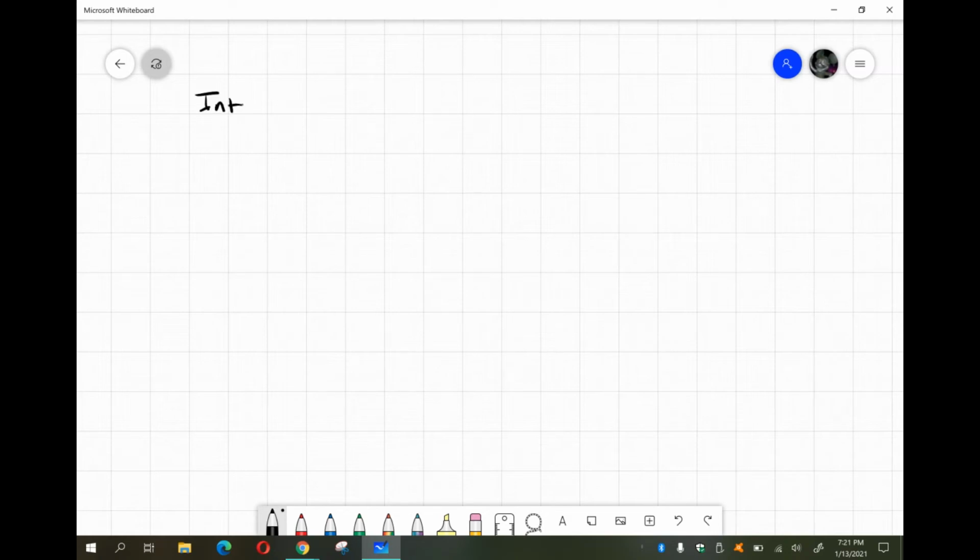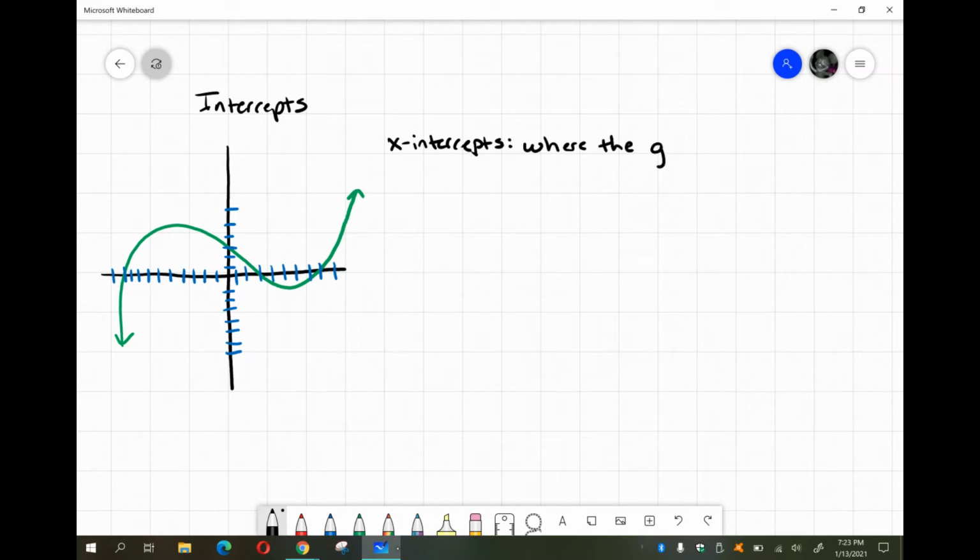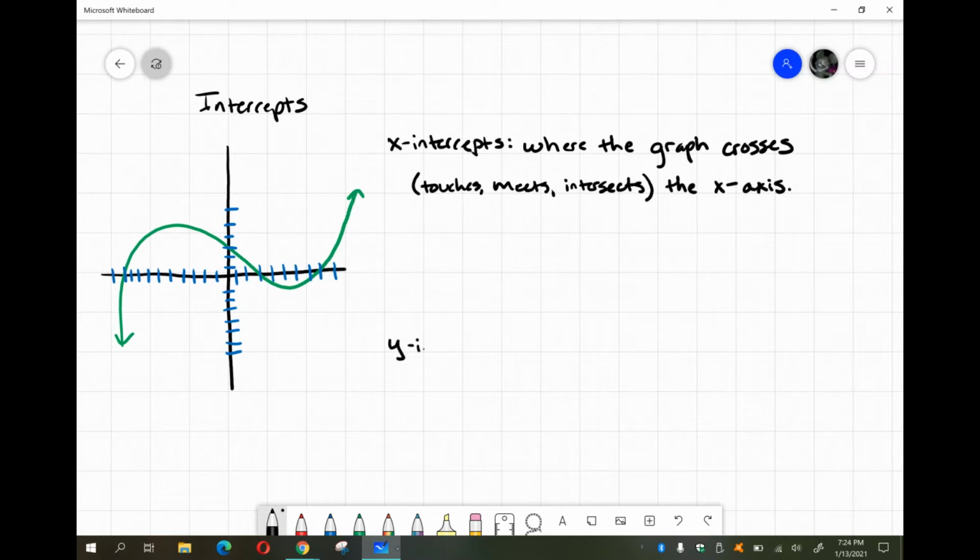So what are intercepts? Say we had this green curve and we wanted to find the intercept. What are intercepts? There are two types of intercepts. X-intercepts are where the graph crosses, or you could say it touches, meets, intersects the x-axis. We also have y-intercepts, and that is where the graph would cross, intersect, meet, touch the y-axis.